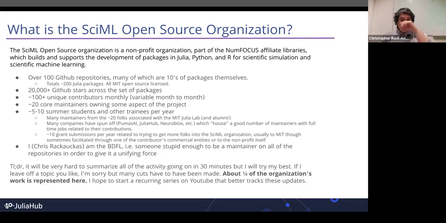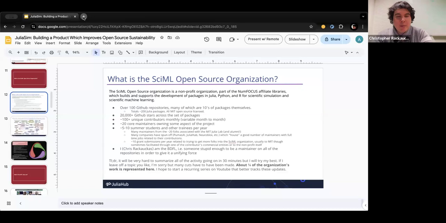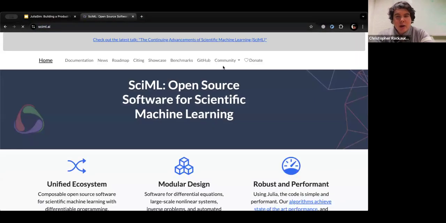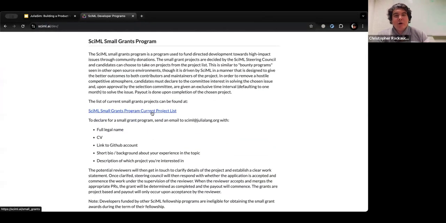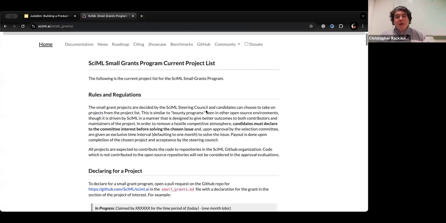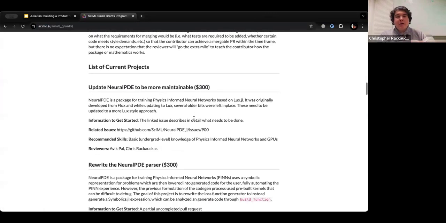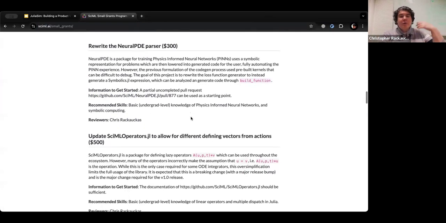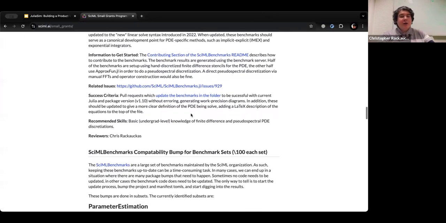We also have, let me just go to the website here. If I go to SciML.ai, and we have in the community tab here the developer programs. We run many developer programs, such as a small grants program where someone can take one of these. These are projects that we think are budgeted for about a month. And so we say, hey, look, there's a bit of a bounty on if you want to work on neural PDE parsers or operators or PDE benchmarks and such.